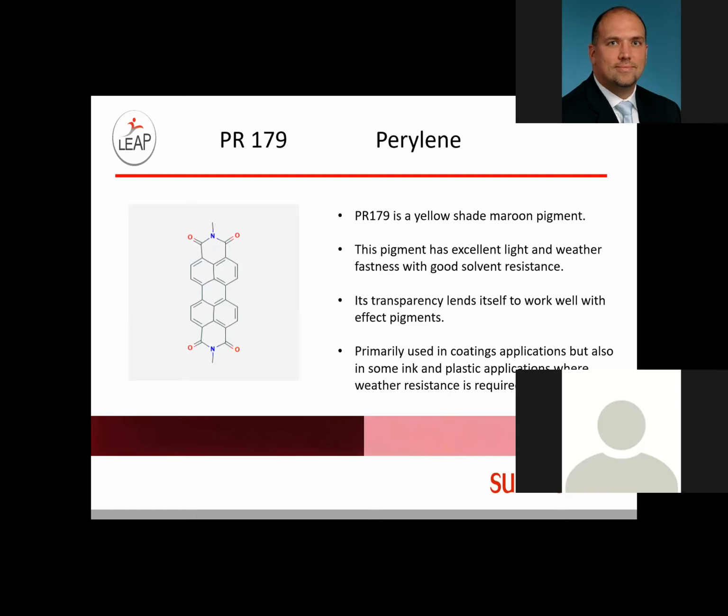And moving into the Perylene family of high-performance polycyclic pigments, with the Pigment Red 179. This is a yellow shade maroon pigment, a fairly unique color position. This pigment does have excellent light and weather fastness, with good solvent resistance as well. Like the Pigment Red 177, its transparency lends itself to work very well with effect pigments.